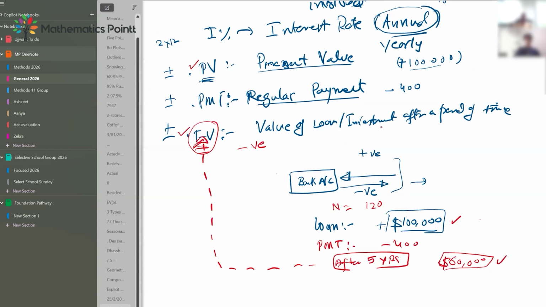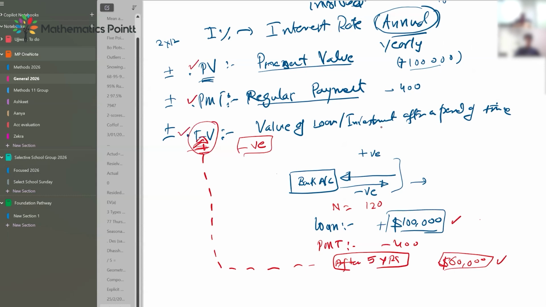In a loan, money comes in, PV is positive. That money sits in your bank account, ready to go out at a regular interval, which is PMT, a negative value, and your future value, still sitting in your bank account ready to be flushed out, is also negative.